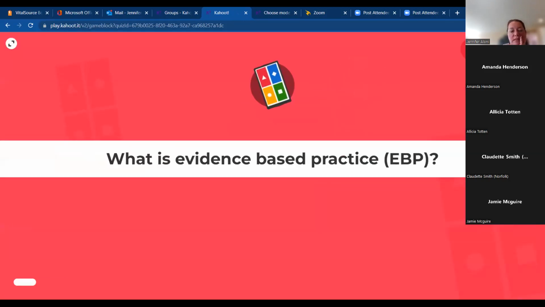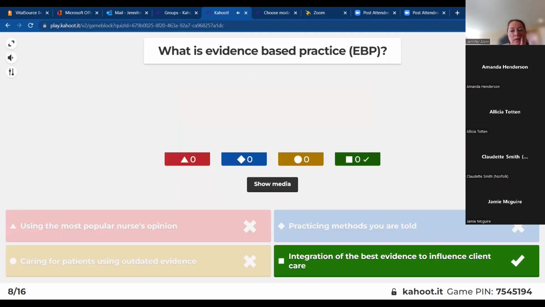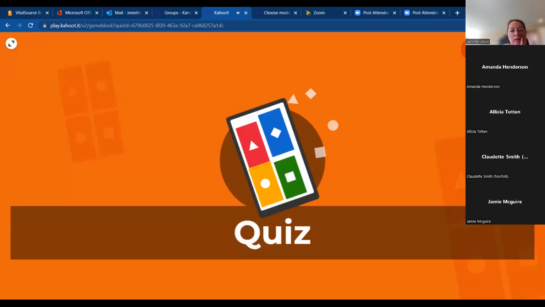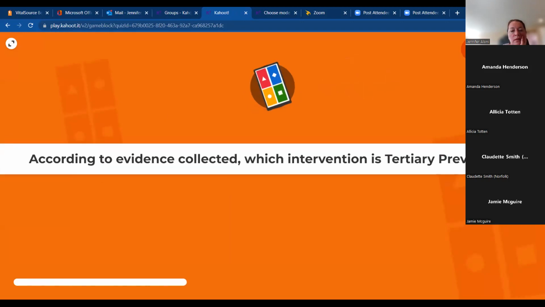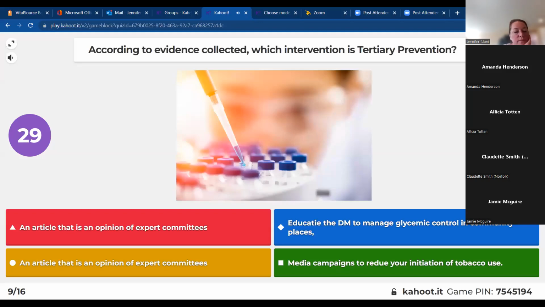So on that one, it would be the best answer, but we already did this one. Let's see that. Oh, good. According to evidence collected, which is tertiary prevention?